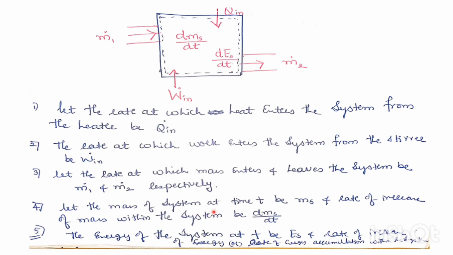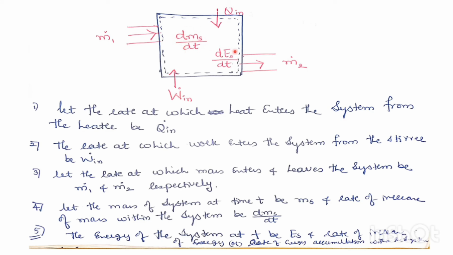Now let the mass of the system at a time t be ms, and its rate of increase of mass within the system is indicated by dms divided by dt. So whenever mass is flowing inside the system and some mass is flowing outside the system, if mass entering and mass leaving the system are not at the same rate, then definitely there will be a rate of increase of mass within the system with respect to time. That is represented by dms divided by dt.